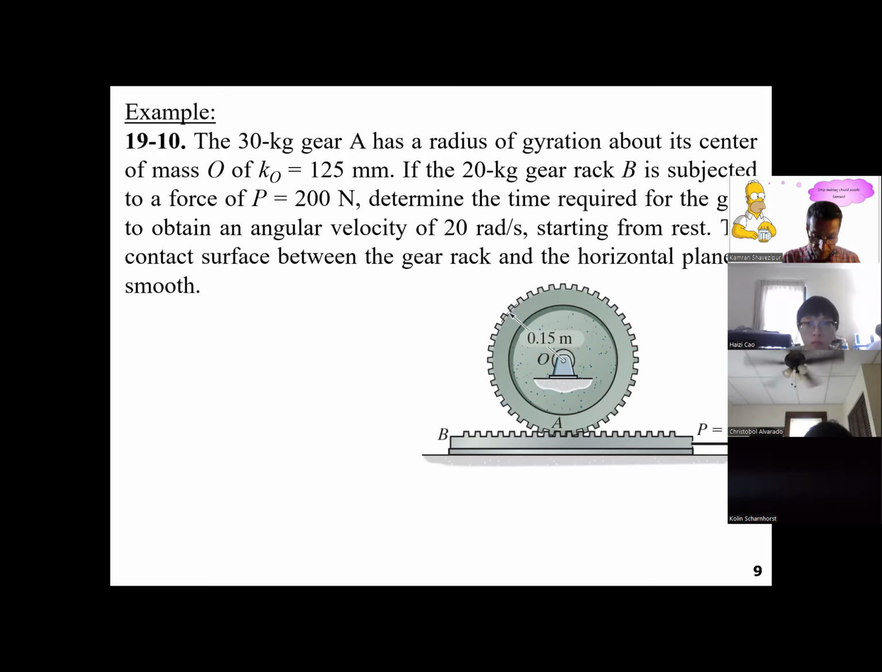And we want to find, so omega 0 is 0, or omega 1. Let's call it 1 and 2. It might be easier. Omega 1 is 0. We want to find how long it takes for omega 2 to be 20 radian per second, and we need delta T. Let's go to the tablet.